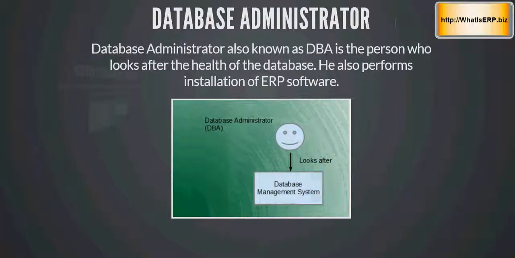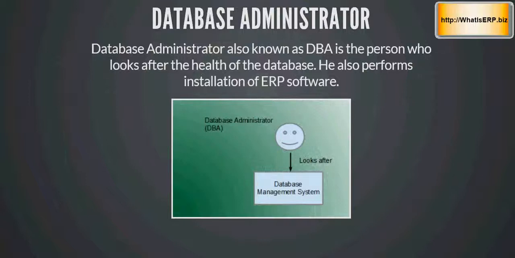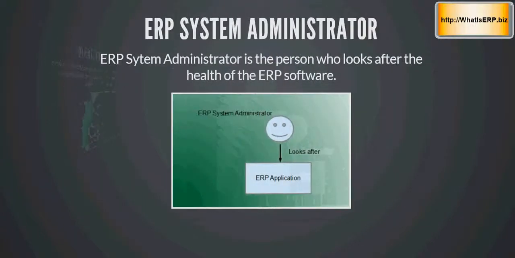Since we have a database management system in the picture, we need to have a DBA or database administrator. This person is responsible for managing the health of the database as well as the security of the database, including the backups, recovery, and all those functionalities. Then we have ERP system administrator, and this person is responsible for managing the health and security of the ERP software. So DBA is responsible for making sure database is available whenever needed, and ERP system administrator is responsible for making sure that ERP system is working as per expectations.